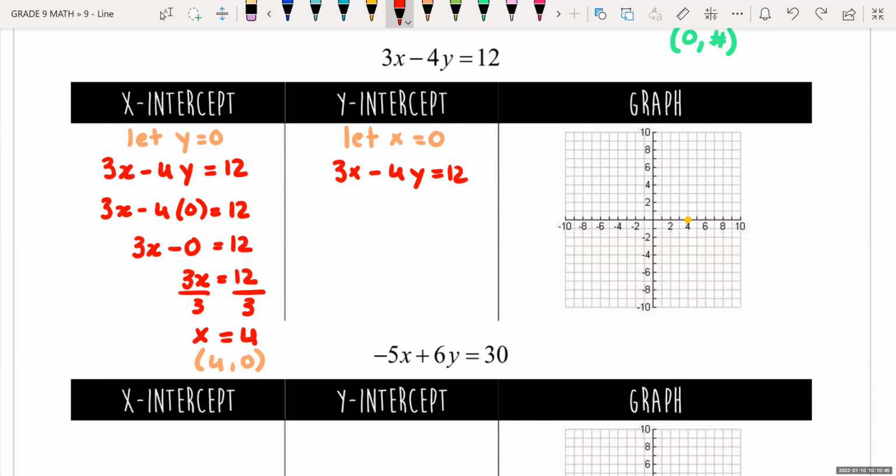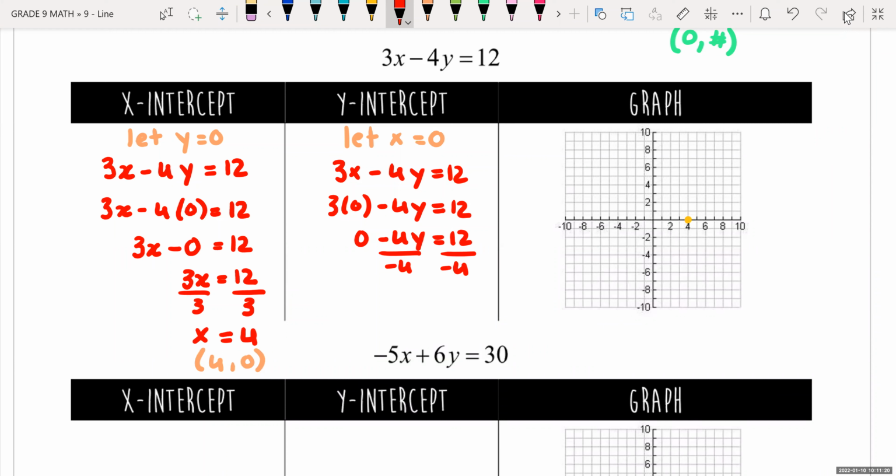Now, wherever I have an x, I'm going to be putting in a 0. So it's going to be 3 times 0 minus 4 times y is equal to 12. 3 times 0 is just 0. So it's going to be 0 minus 4y is equal to 12. By the way, the 0 is just a 0. It doesn't exist. I need to get rid of that negative 4 in front of the y, so you're going to divide both sides by negative 4.